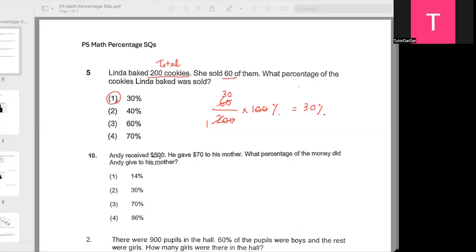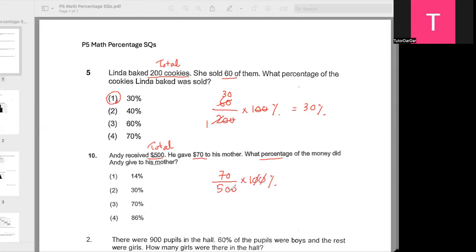Andy received $500. He gave $70 to his mother. What percentage of the money did Andy give to his mother? So Andy received 500. This 500 is the total. He gave $70 to his mother. So this is the amount he gave. And they want to know the percentage of the money he gave to his mother. So the amount of money he gave divided by the total, which is 500, multiplied by 100%.